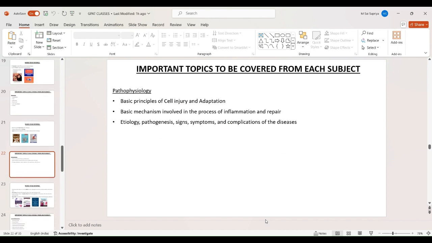And pathophysiology: if time permits, read pathophysiology also, like basic principles of cell injury and adaptation, like what are the five signs of inflammation, like that. Then basic mechanisms involved in the process of inflammation and repair.